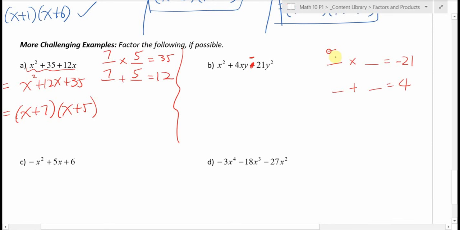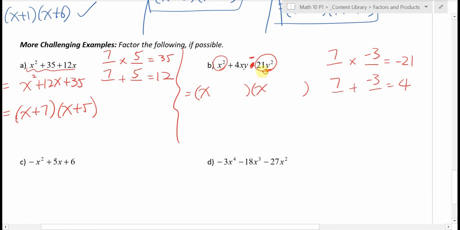And hopefully you found the combination to be 7 and -3. Okay, so let's think about this. What is the difference between this question and the previous one? Again, there's y squared now. But think about how we got x squared. X squared came from x times x, right? And that's why we start with x and x.